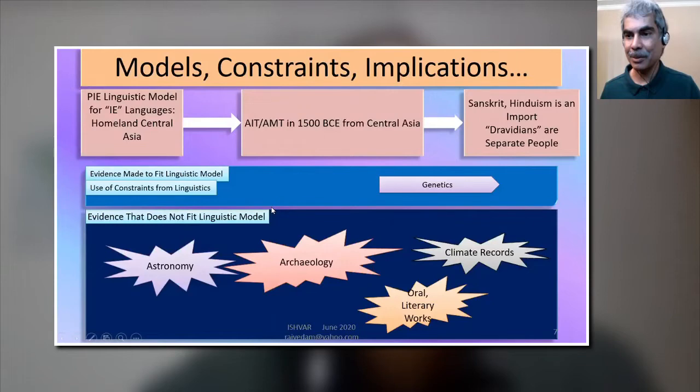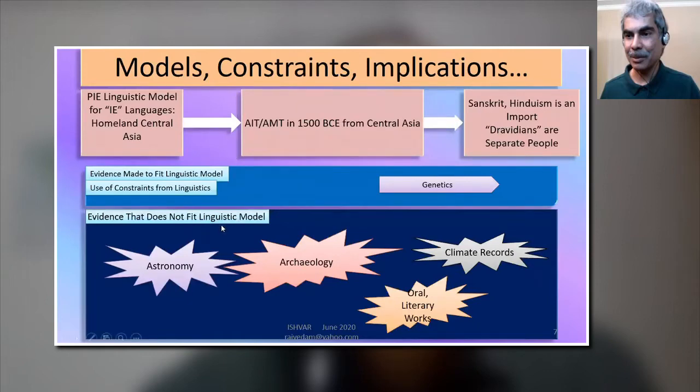So we also see that if people quote other evidence, it is typically made to fit the linguistic model. And one such example is genetics. Genetics is not an independent line of evidence. It makes use of constraints of the linguistic model in terms of the timelines and parameters and tries to make its own predictions based upon the linguistic model.